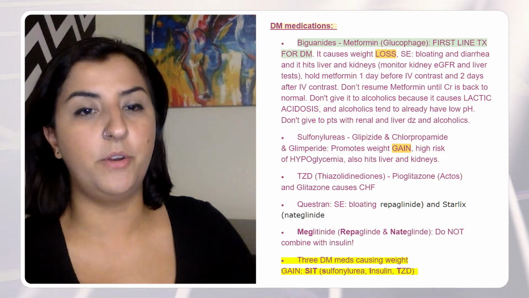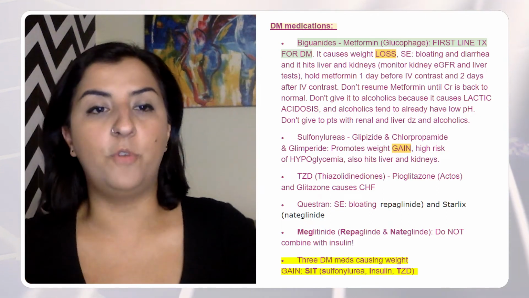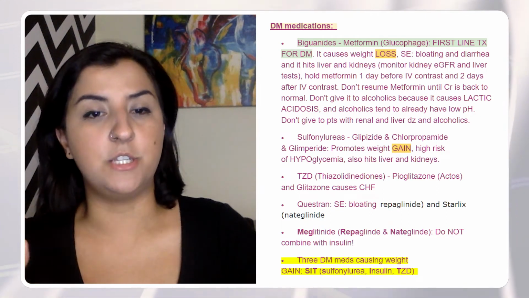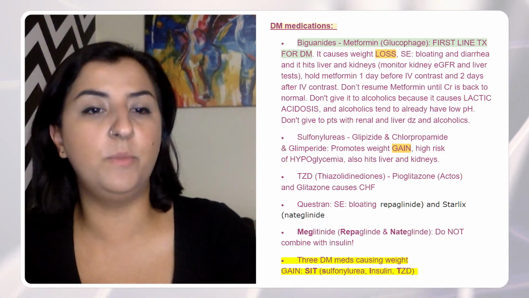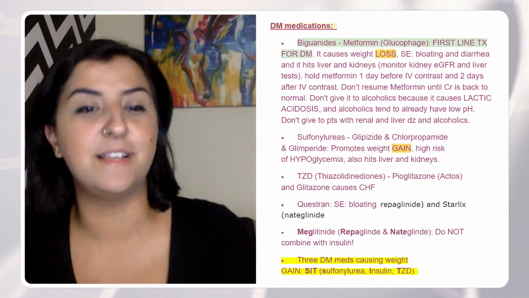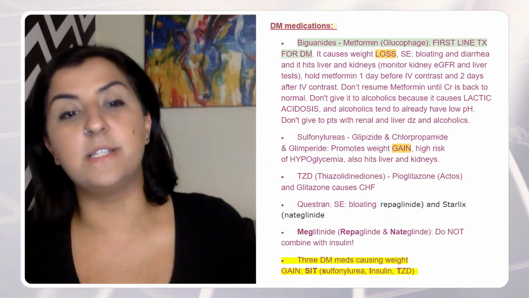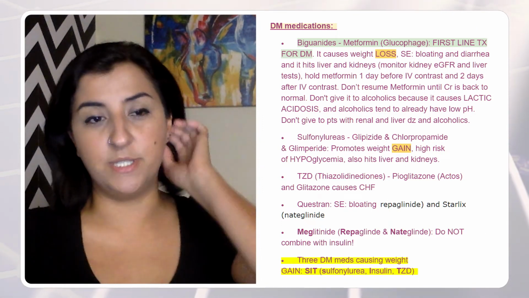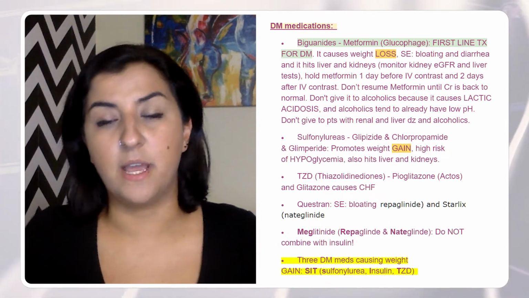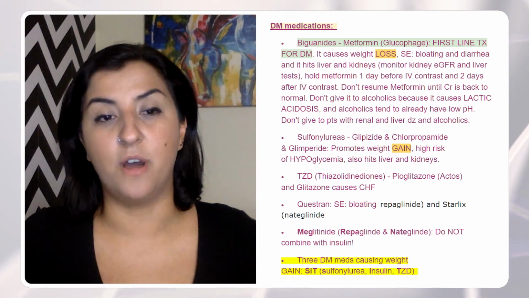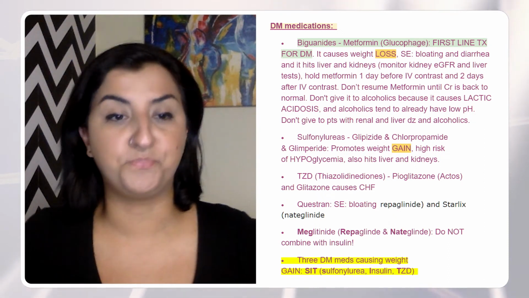So now look at the comparison between metformin and the GCGs. Your metformin causes weight loss. Your GCGs cause weight gain. Okay, that's the difference. And then we move on to TZDs, which are your Actos and your glitazones, and they cause CHF. So when you put your patients on TZDs, you've got to tell them to watch for swelling in the legs and swelling in general, any sign of CHF, because they can cause heart failure.